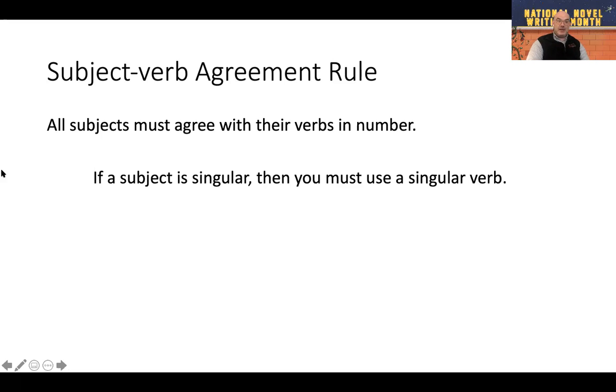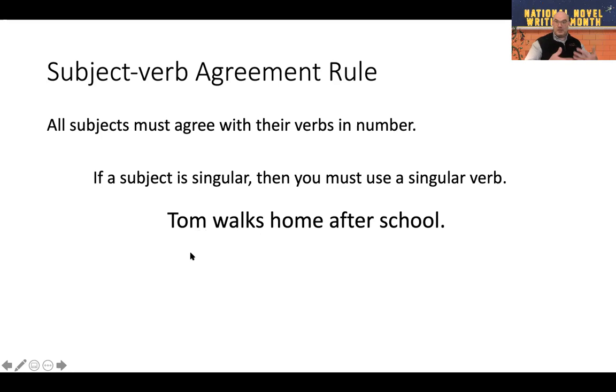So if a subject is singular, then you have to use a singular verb. For example, Tom walks home from school. Tom is our subject here. Tom is singular. There's only one of him. Walks is the singular form of the verb to walk. And notice in regular form, when we want to make a noun plural, we add an S. But when we want to make a verb plural, we take away the S, so that they're kind of opposites.